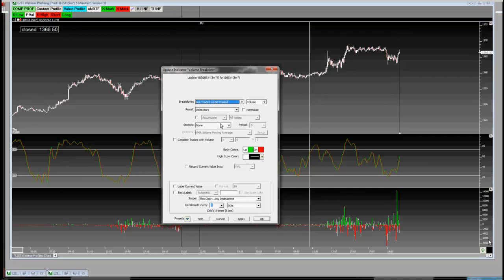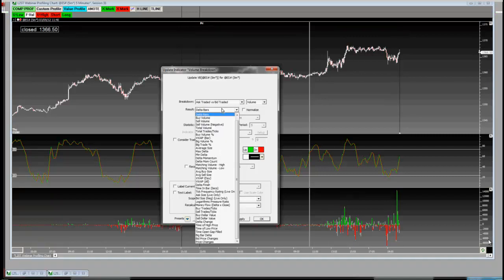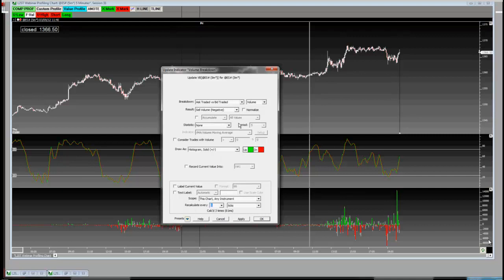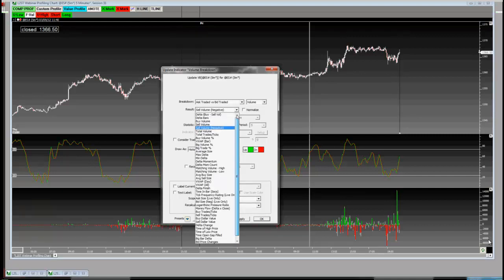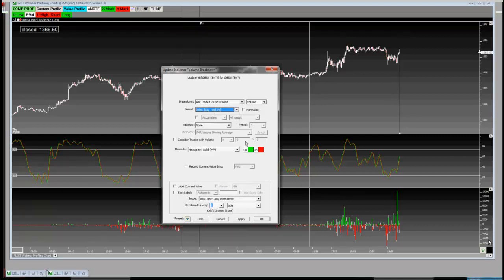If I'm looking at a 500 tick bar, it's going to show me the delta for every bar that trades for 500 ticks, which is 500 trades. There's a couple of ways to display this. You can display it as delta bars, which gives you the highs and lows, the little white wicks, or you can take the wicks off by just looking at delta.